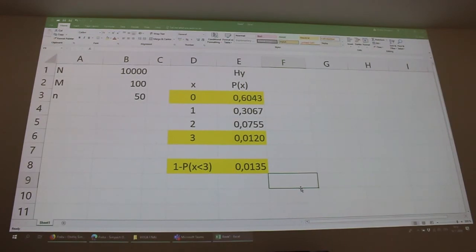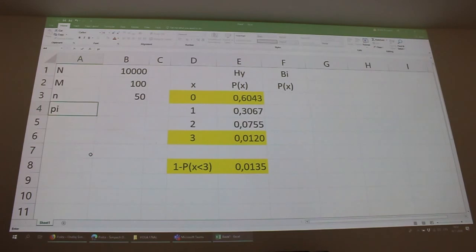I will try the approximation here in Microsoft Excel. We approximate by binomial probability distribution. So I will try to calculate these probability functions of the binomial distribution here. What we need for the binomial distribution is the parameter p.